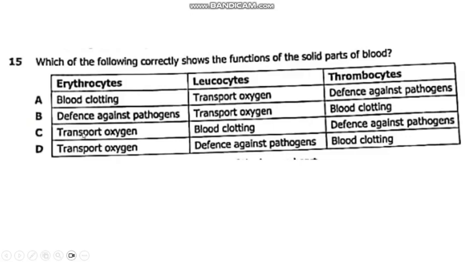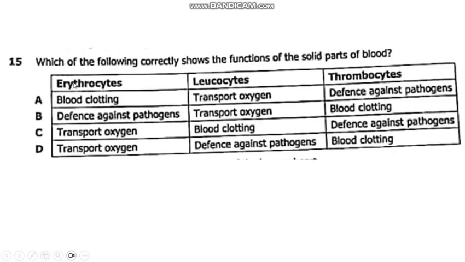C, erythrocytes, transport oxygen. Leukocytes, blood clotting. Thrombocytes, defense against pathogens. D, erythrocytes, transport oxygen. Leukocytes, defense against pathogens. Thrombocytes, blood clotting.